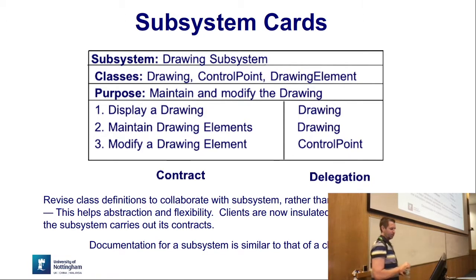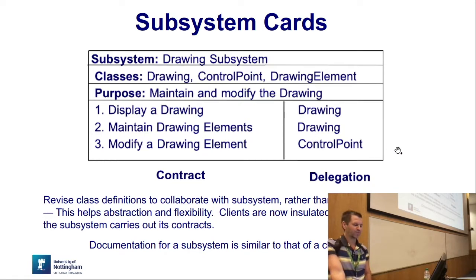So this is how we can document a subsystem with these subsystem cards. Subsystem cards have a name, like the drawing subsystem, for example. They have their set of classes, right? Drawing is a class, control point is a class, drawing element is a class, and then there's a purpose: to maintain and modify the drawing. This is a list of responsibilities: display a drawing, maintain a drawing, and modify a drawing, editing. And then these are the classes that actually get those responsibilities.